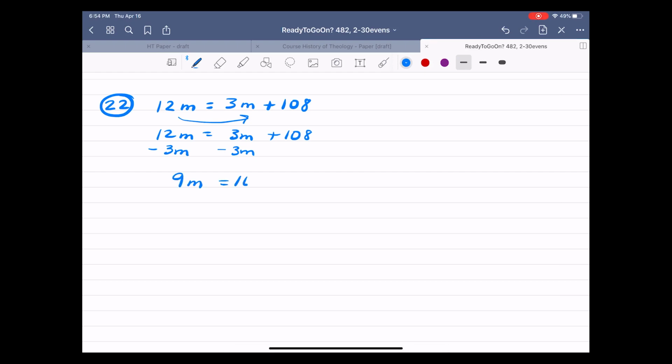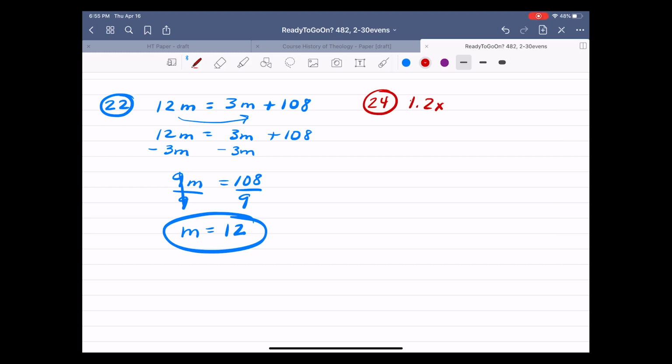9m equals 108. And then I'm going to solve for m by dividing by 9. If I divide the left by 9 and I divide the right by 9, I am going to get m equals 12. Number 22, m equals 12.